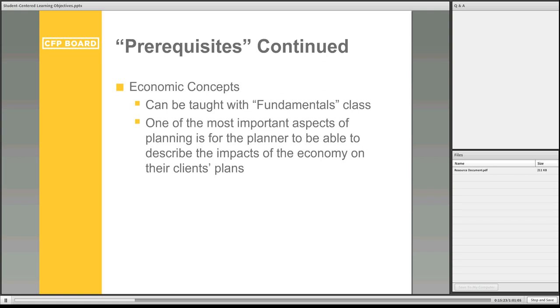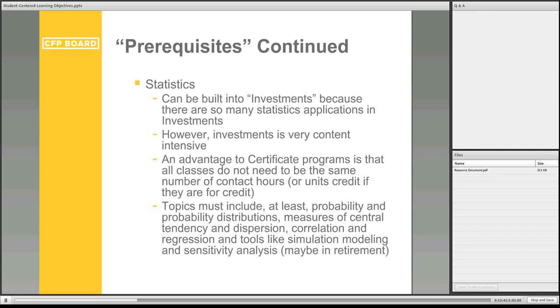We need simple issues like who's responsible for macro and who's responsible for micro decisions and things like that. It's really important to have a background in that area. Statistics can be built into the investments class because there are so many statistics applications in investments. The problem with that, though, is that investments is a very content intensive class. So it's really hard to build a background in understanding distributions there. So you need to have a way of having sufficient statistics background to really be able to understand the concepts that we need.